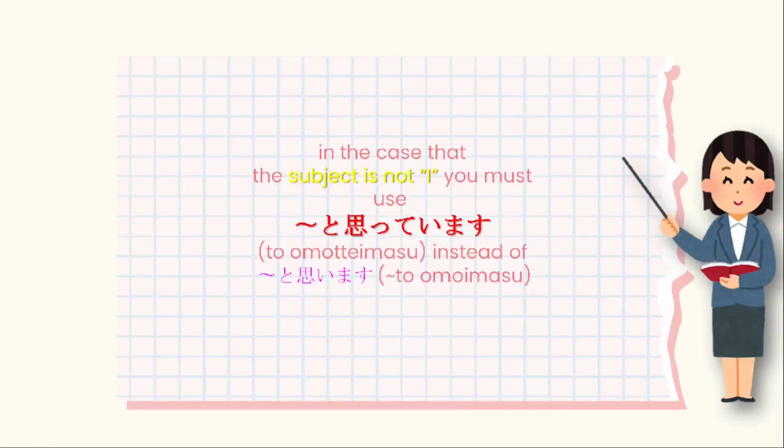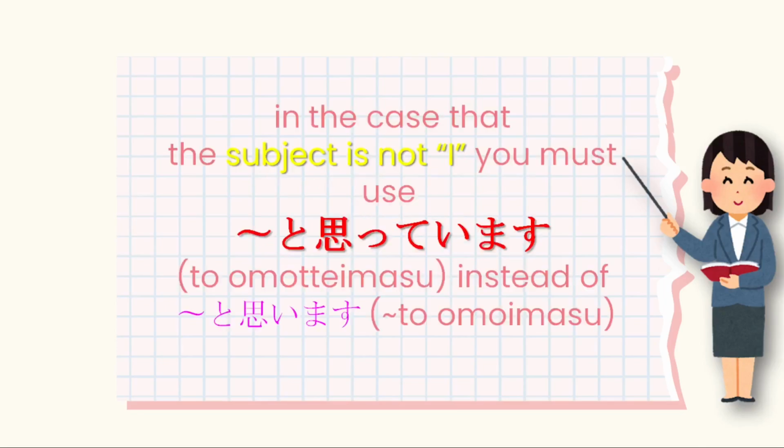Very fine. Now in the case, if you are not the one who is thinking, that means the subject is not you, you do not have to use omoimasu again. Why? Because now you're trying to make an assumption, you're guessing what another person might be thinking. In that case, we generally use と思っています. It's nothing but the te form of 思います.